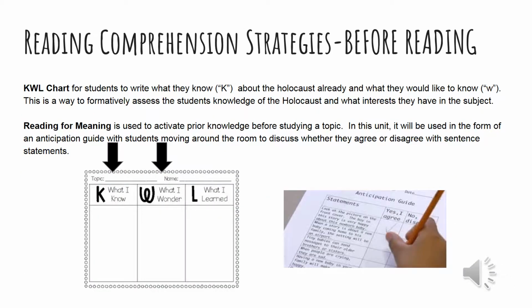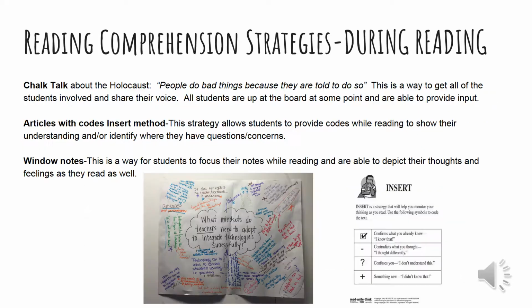Before reading, students will express prior knowledge by filling out the first 2 columns of the KWL chart: what students know about the Holocaust and what they would like to know about the Holocaust. We will then fill in the last column, L, later on. Then students will also participate in a kinesthetic agree or disagree activity, answering moral statements that address themes of the Holocaust. During reading, students will participate in a chalk talk of why people do bad things.